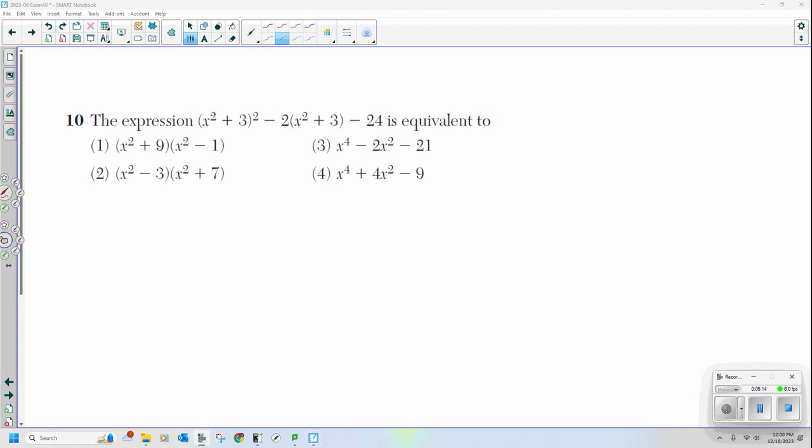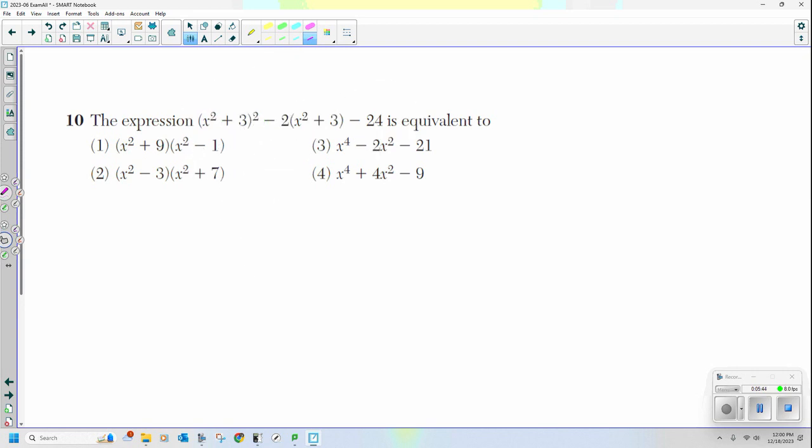This is another one of those outlier problems that we really don't drill in class too often, but it has to do with factoring. What do I mean? I see (x² + 3)² − 2(x² + 3) − 24. Now, if I wanted to, I could FOIL this, then distribute this 2 into here, combine like terms and try to factor that. But to me, that seems like a lot.